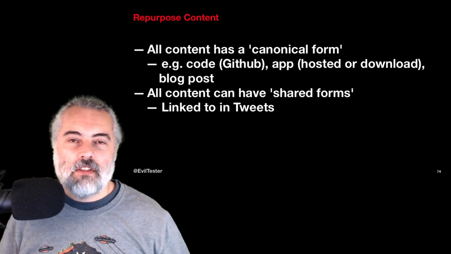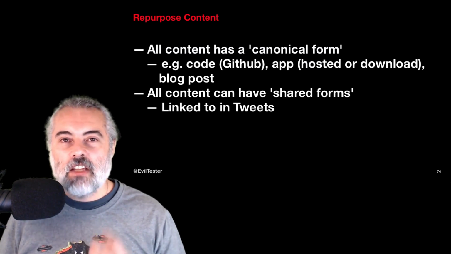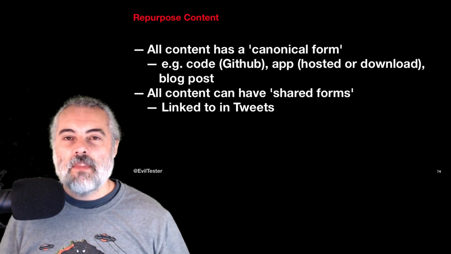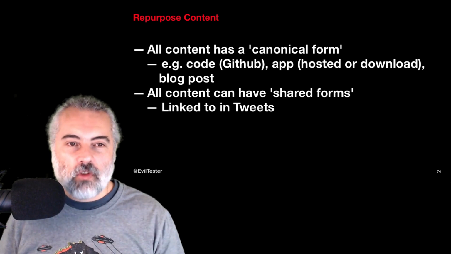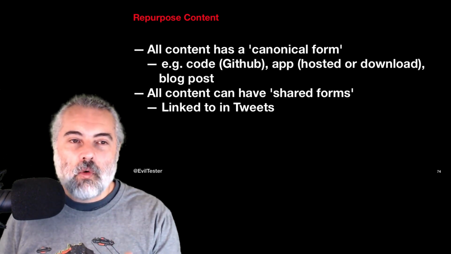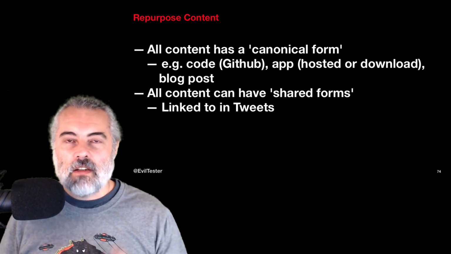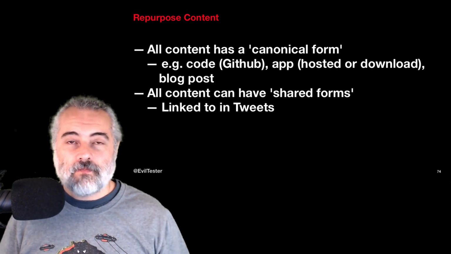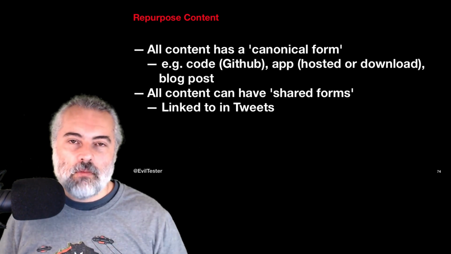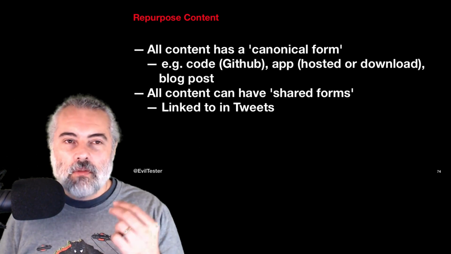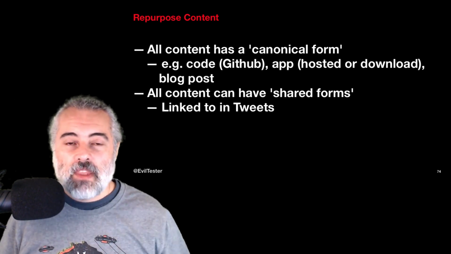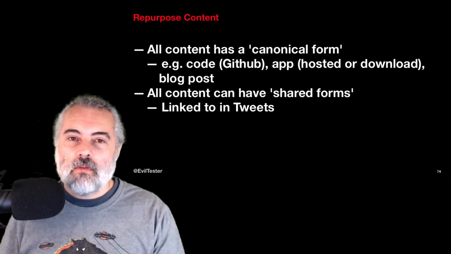You can repurpose content. So content has a canonical form. It has the single source of truth of that content. So if you write an application that's open source, it's got code, that will be on GitHub. But there's also the application where it is hosted or downloadable. Or you're writing a blog post that's canonical. But then there are all these shared forms, all the cut down versions that you put on LinkedIn, all the shared promotions of it on Twitter. Right, the shared form, canonical form.